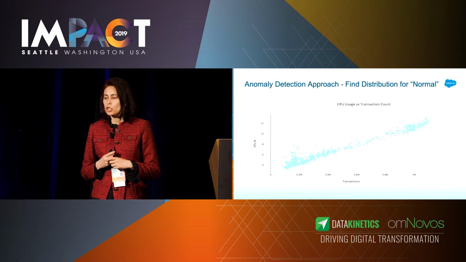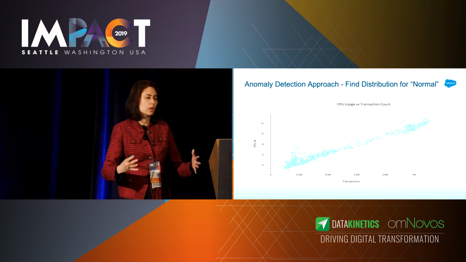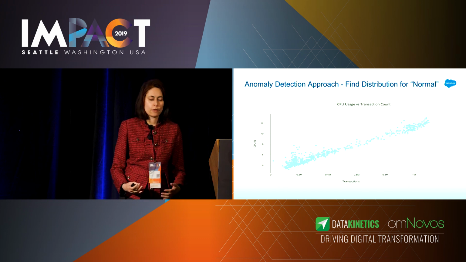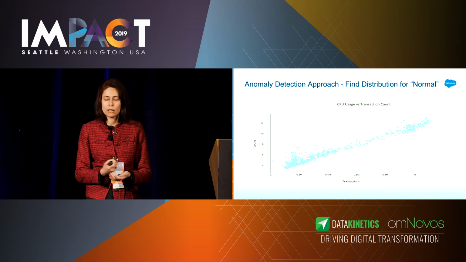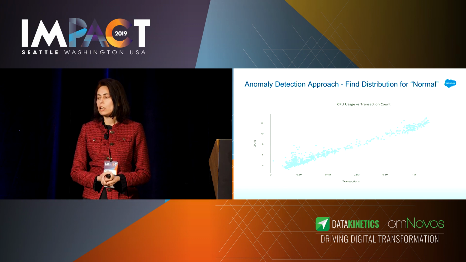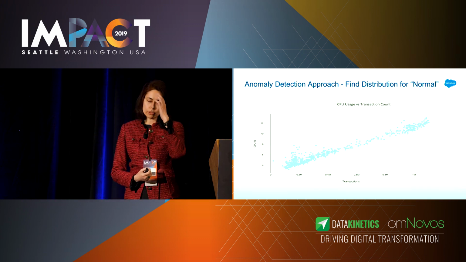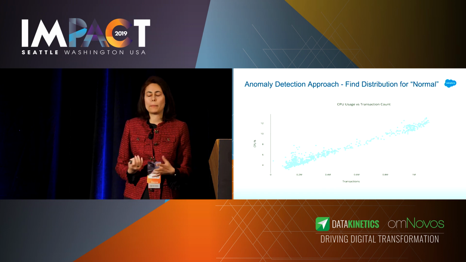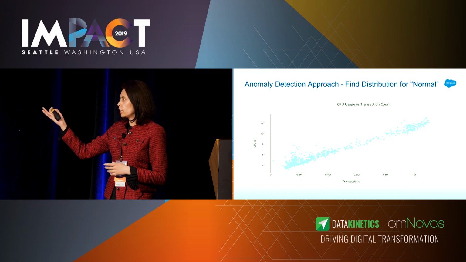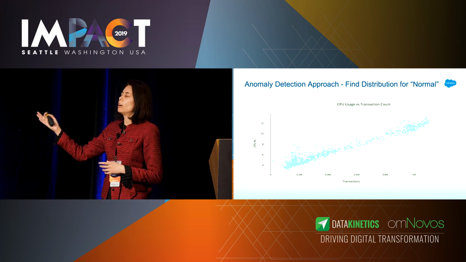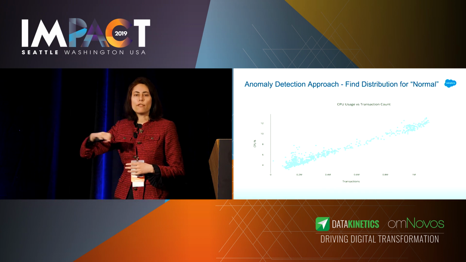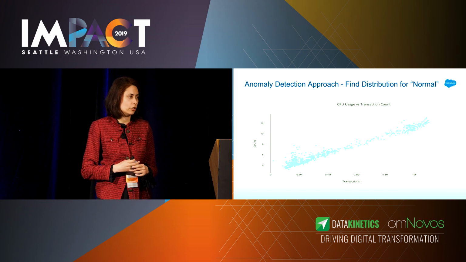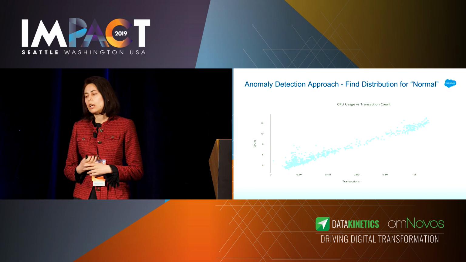All right, so now we're actually going to talk about the solution itself. It's a really simple 3-step process where the first step is to find the distribution for the normal, right? So the data that is here on this slide is basically just CPU utilization versus the incoming transactions to my pod.